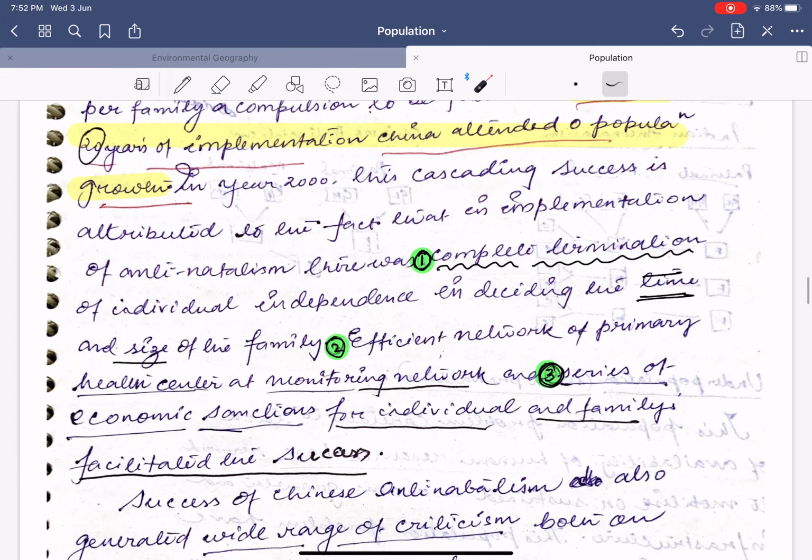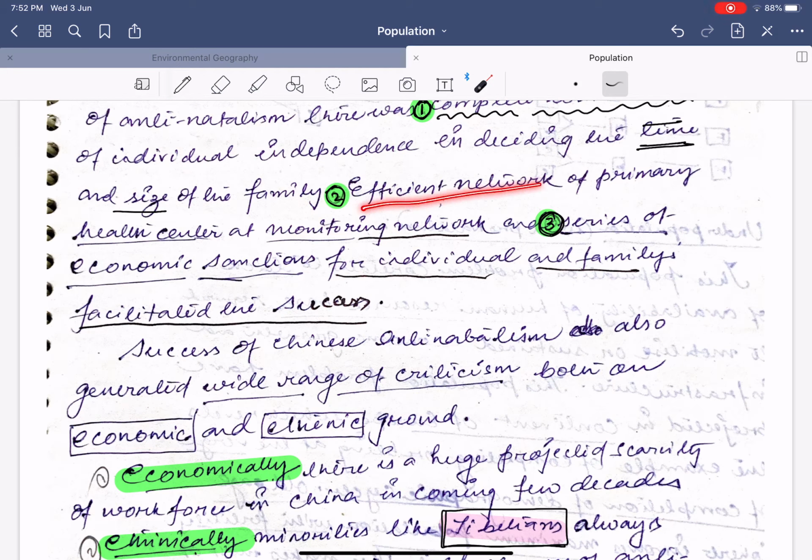How? In the year 2000, this cascading success was attributed to the fact that in implementation of the antinatalism policy, there was, number one, complete termination of individuals' independence in deciding the time and size of the family. What China did was that every individual, whoever he may be, had no right to decide the time and size of the family. At what time you're going to give birth would also be decided by the government. What will be your size of the family? Again, that would also be decided by the government.